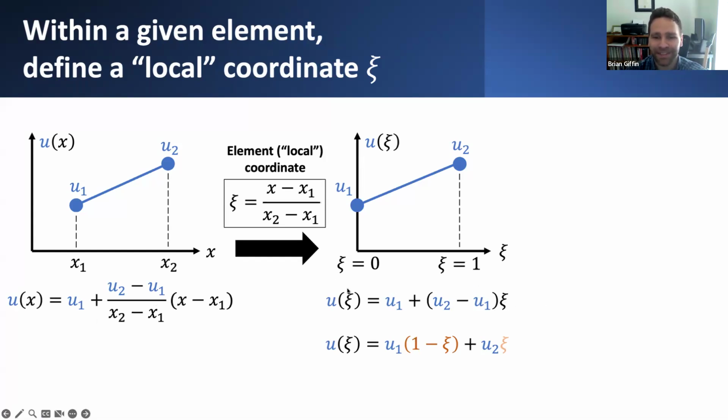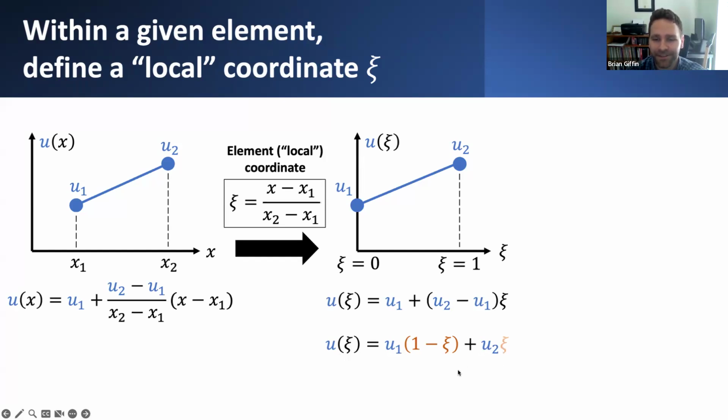But I can manipulate this expression a little bit further. What I'd like is to factor out u1 and u2 into two different terms that multiply two different functions, which I've denoted in these different colors here. So u1 ends up multiplying 1 minus xi, and u2 ends up multiplying just xi. Now, I can recognize that this expression, u as a function of the element's local coordinate xi, is expressed as some coefficient u1 times a given function, 1 minus xi, plus another coefficient multiplied by a different function.